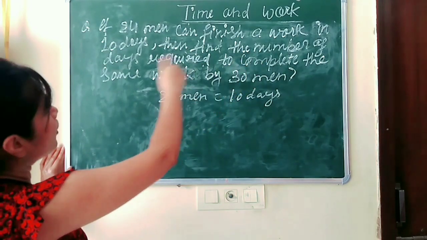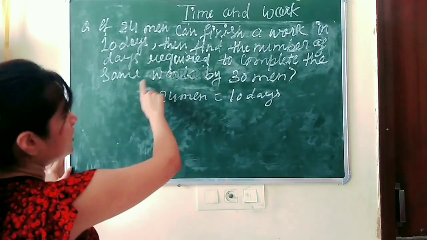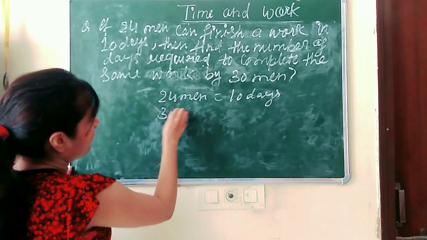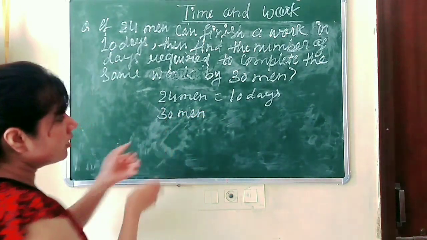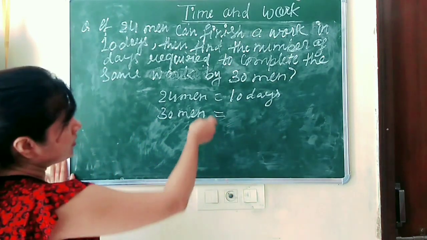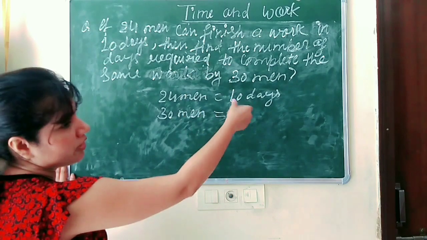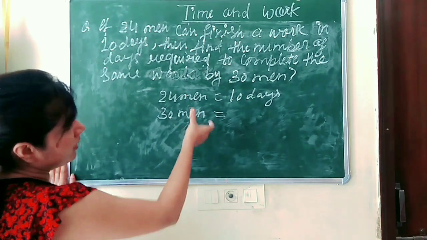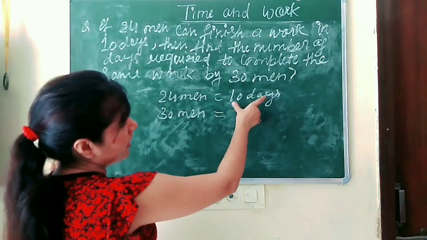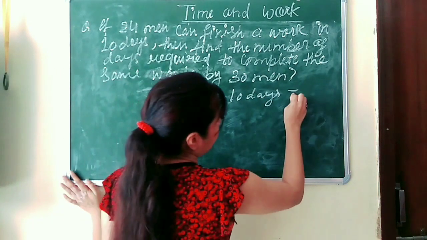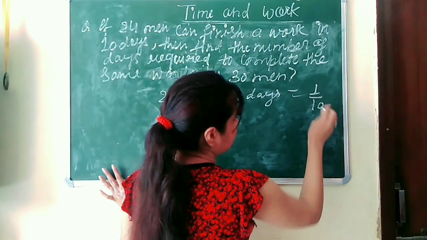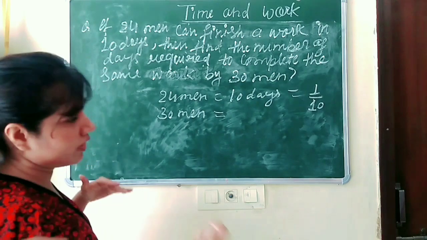Then find the number of days required to complete the same work by 30 men. So here we have increased the manpower. Now we have to find how many days will be required when we have increased the men. Initially it was 24, so they were taking 10 days to finish a work. So now we will find the amount of work, that will be 1 by 10. This is the amount of work for 1 day.